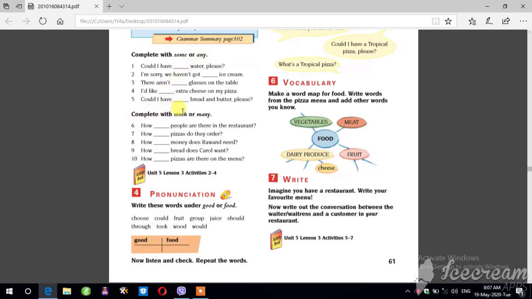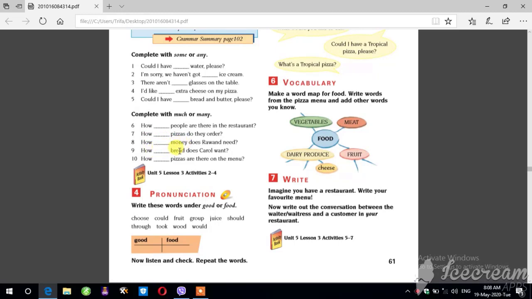Look at here. How much, how many? We have to look at the words after the blank. People. People is countable. So how many? There is S. How many? Money. Money in English is an uncountable noun. So we have to write down how much.